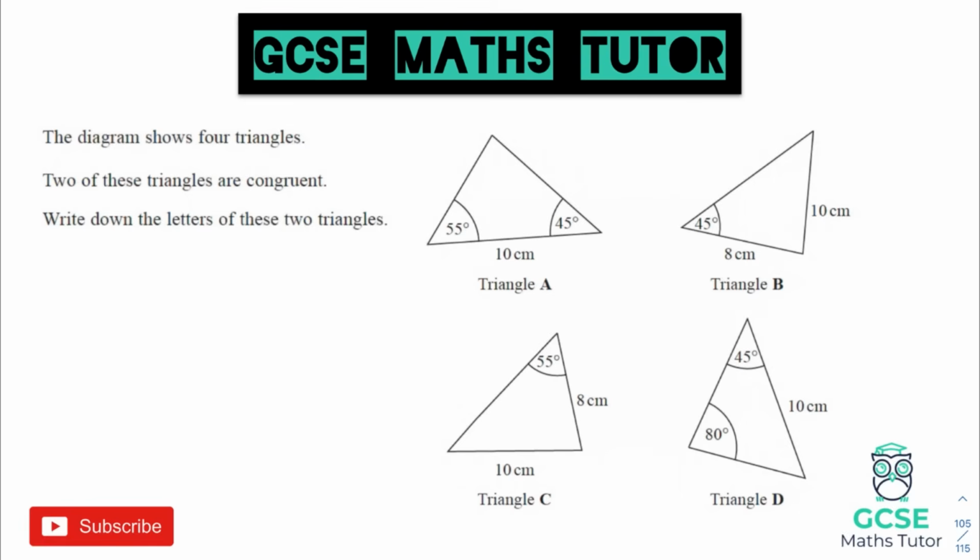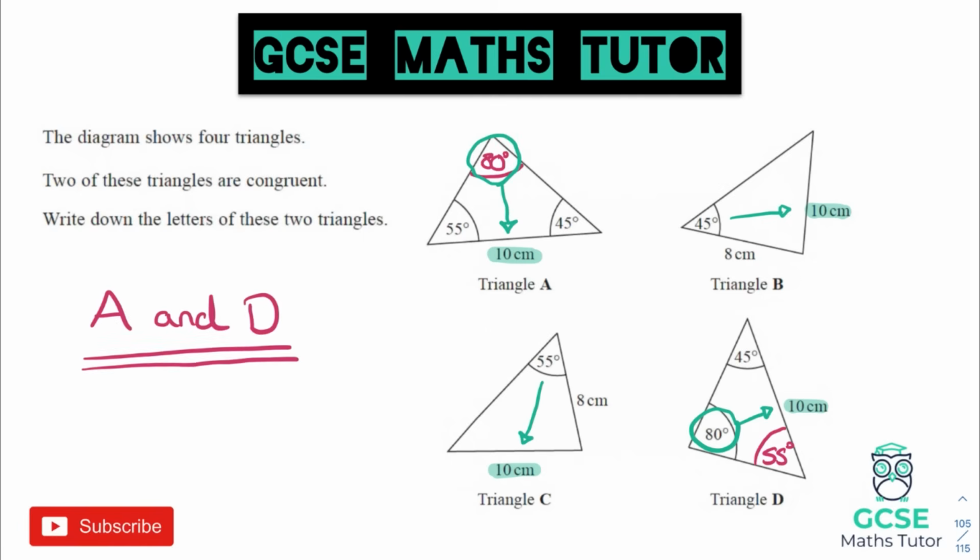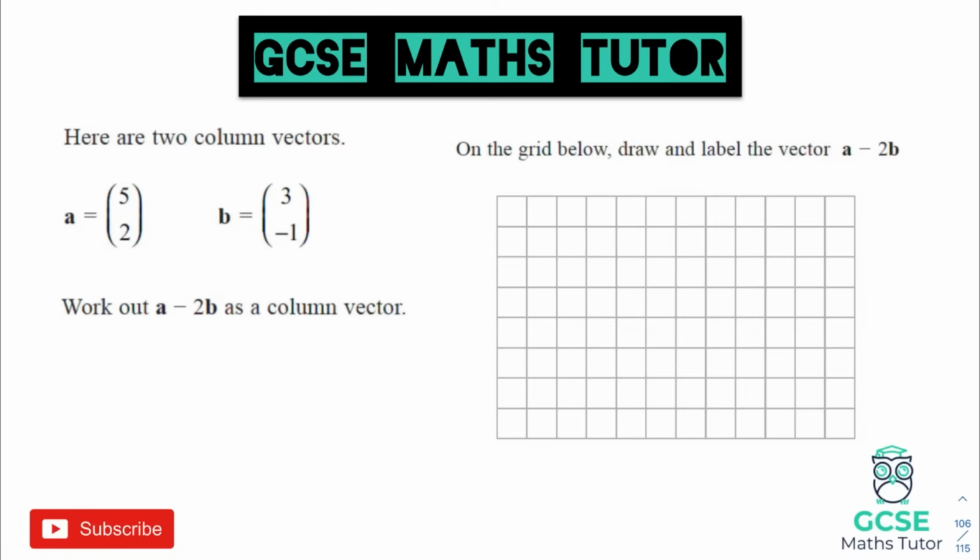Congruent triangles means exactly the same, so if you're looking for two that are congruent, fill in everything that you can with any missing angles, and then just see if you can find anything that matches them up. Here I've identified which angle was opposite the 10, and you can see that there was only two where the angle of 80 was opposite the 10, so congruence was A and D.